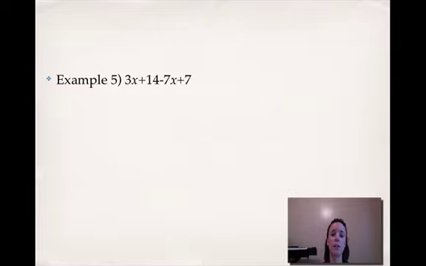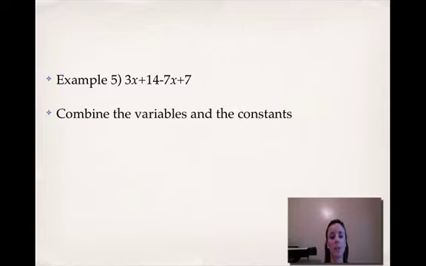So example 5, I have 3x plus 14 minus 7x plus 7. I want to combine the variables and the constants. My variables are the 3x and the negative 7x. I want to add those together. My constants are the 14 and the 7. So 3x plus negative 7x gives me negative 4x. 14 plus 7 gives me 21. So my answer is negative 4x plus 21.